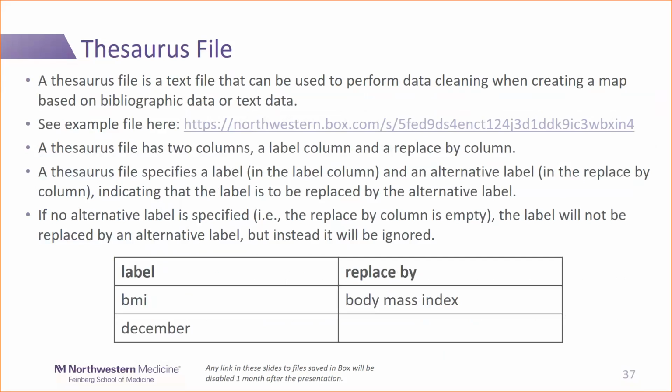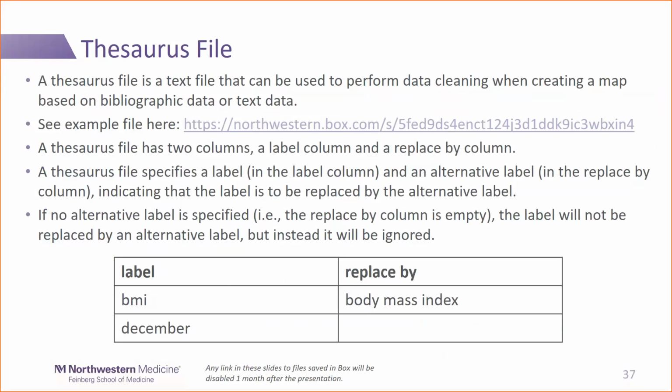And just for the sake of time, I'm sorry we are blazing through this, but I just want to mention the thesaurus file because I found it so helpful once I realized it existed. A thesaurus file is a text file or a CSV file that can be used to perform data cleaning when creating a map. And you can upload this file during that counting method portion of the map. It's a very simple file. It has 2 columns, a label column and a replace by column.